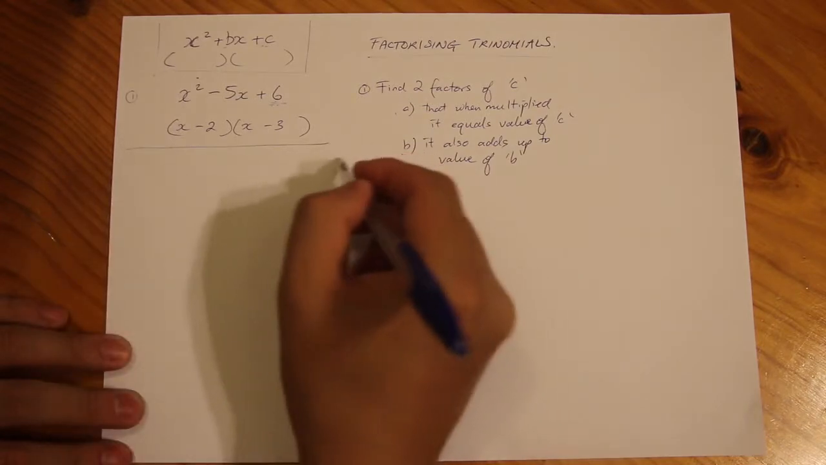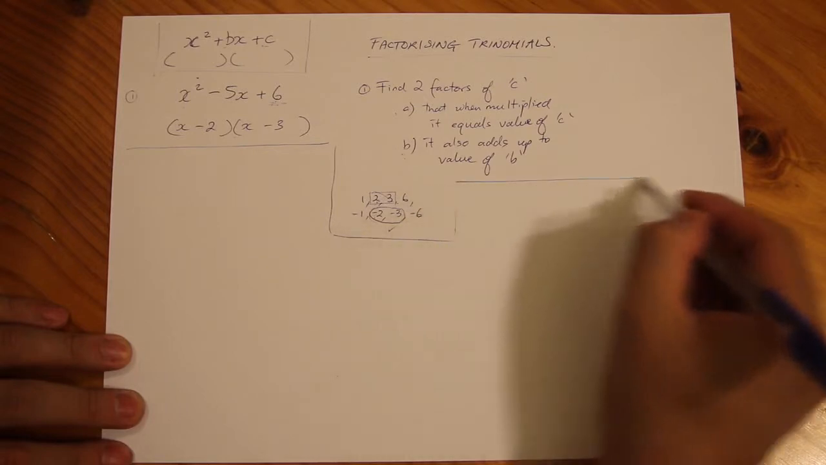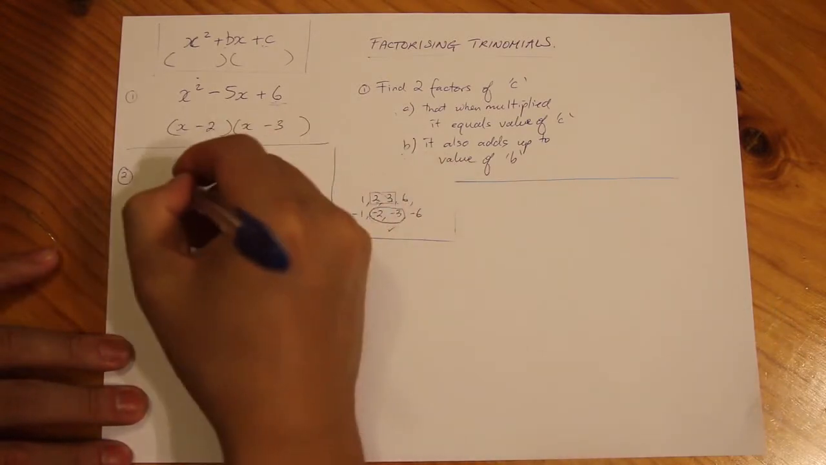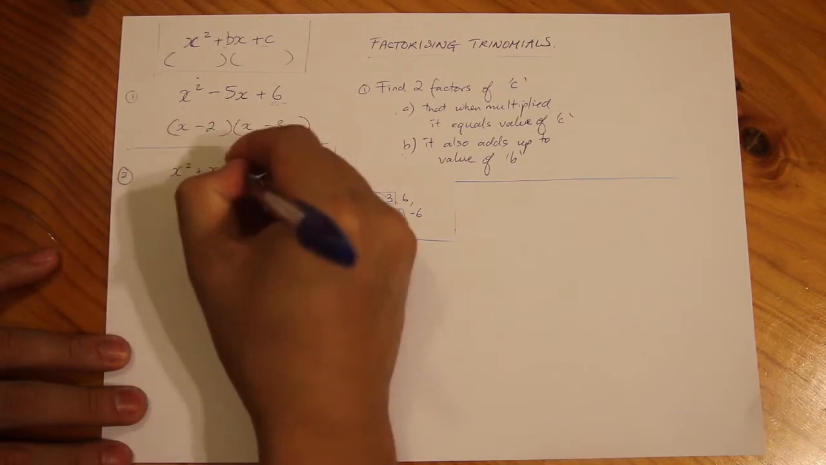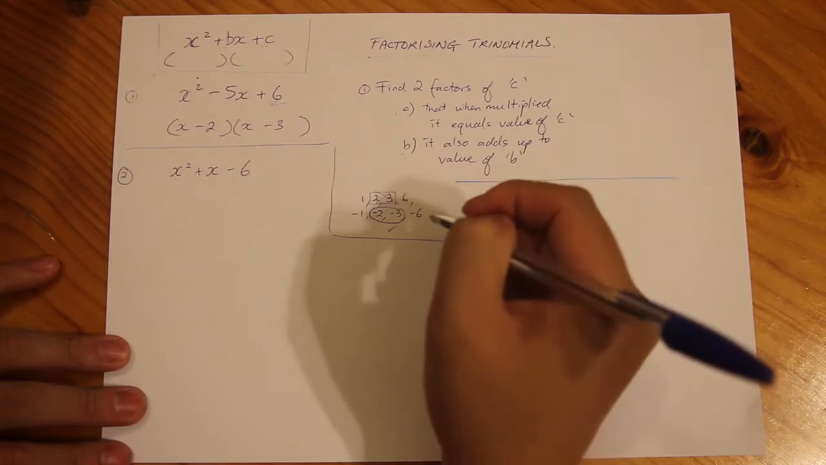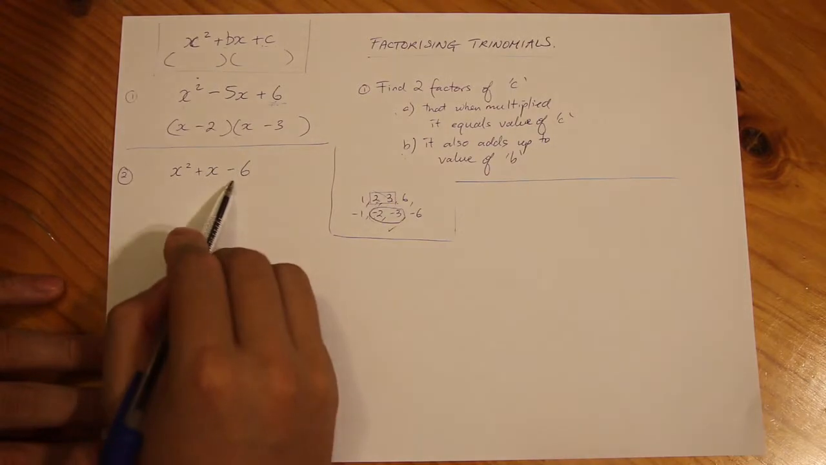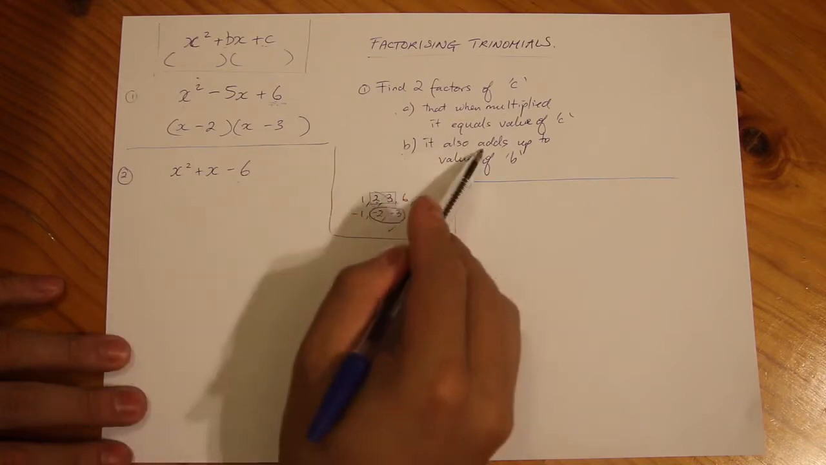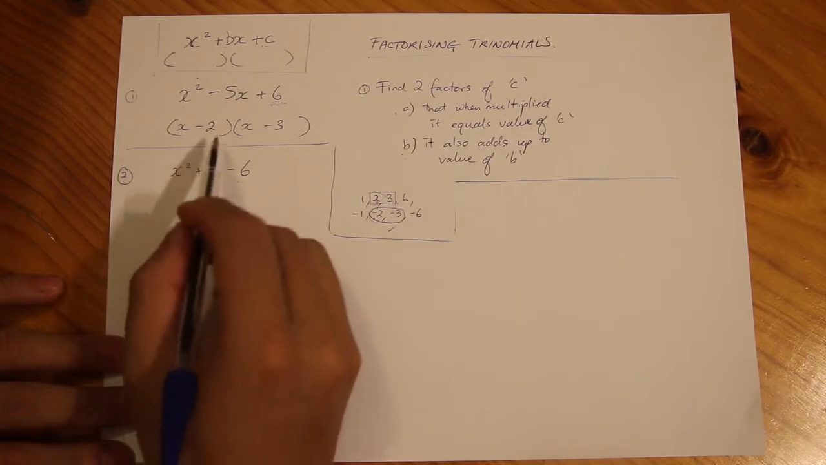The next example, I might section this off, that way it doesn't get too confusing. Okay, so for the second example, I'm looking at something a little bit simpler, but hopefully it reinforces your understanding of this concept. x squared plus x minus 6. I want to find factors of minus 6 that multiply to equal minus 6, but also add up to the coefficient of this polynomial, which is going to be 1.